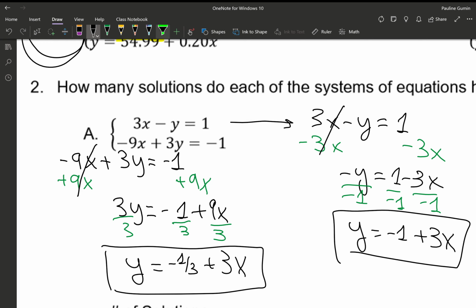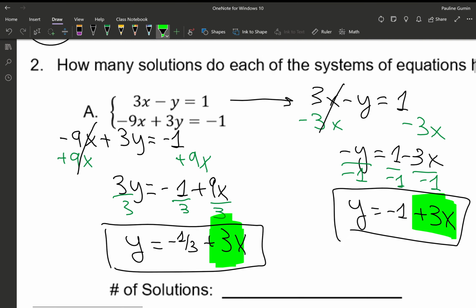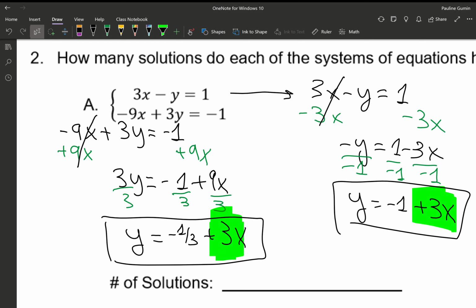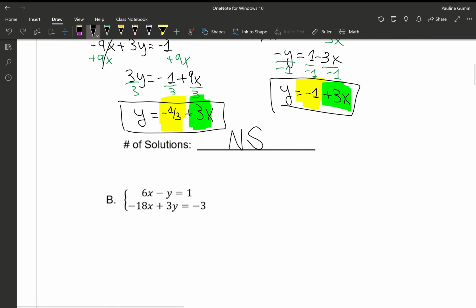What we need to look at first and foremost is their slope. Here we have a slope of 3. Okay, so they have the same slope. Will they cross at all? Let's see, based on their y-intercept. This one has negative 1/3. This one is negative 1. These are actually going to be two parallel lines. This is no solution. So if they have the same slope but different y-intercepts, no solution. All right, onwards we go.